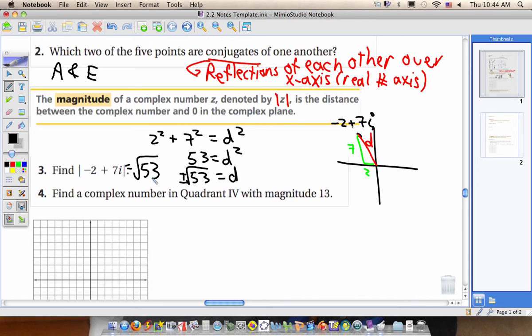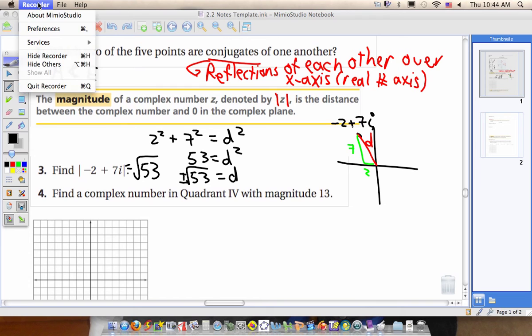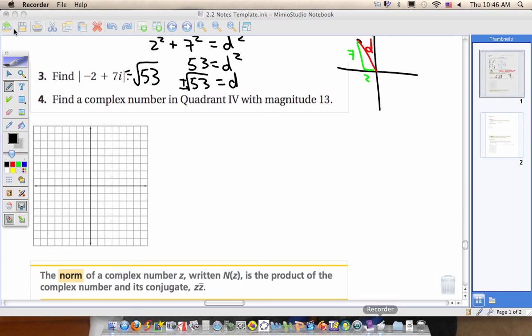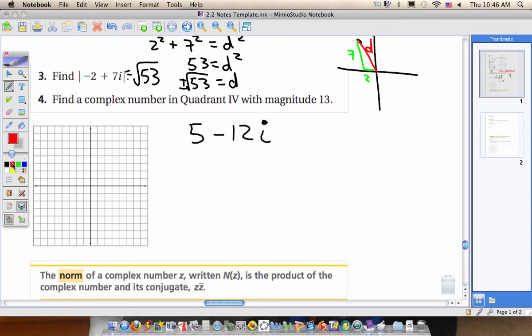With your partner, figure out at least 2 examples for number 4. Jackson, what was one that you had? 5 minus 12i. Okay, 5 minus 12i. So if you remember the 5, 12, 13 right triangle, you could use 5 and 12. Quadrant 4, so your positive real number, negative imaginary number. Anybody have one that didn't use 5 or 12?